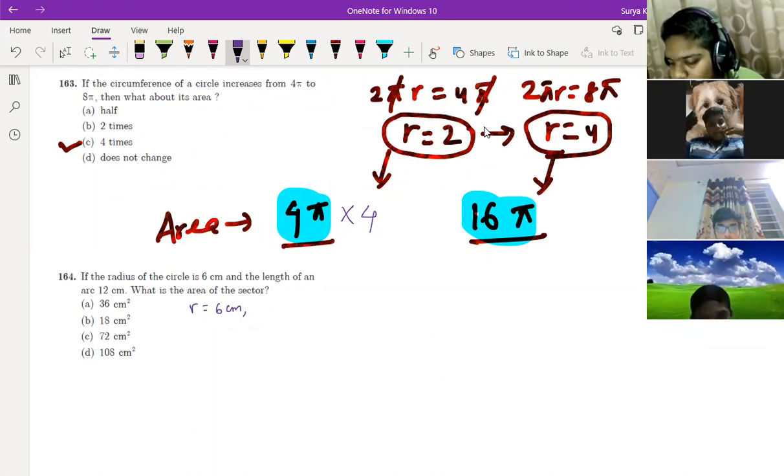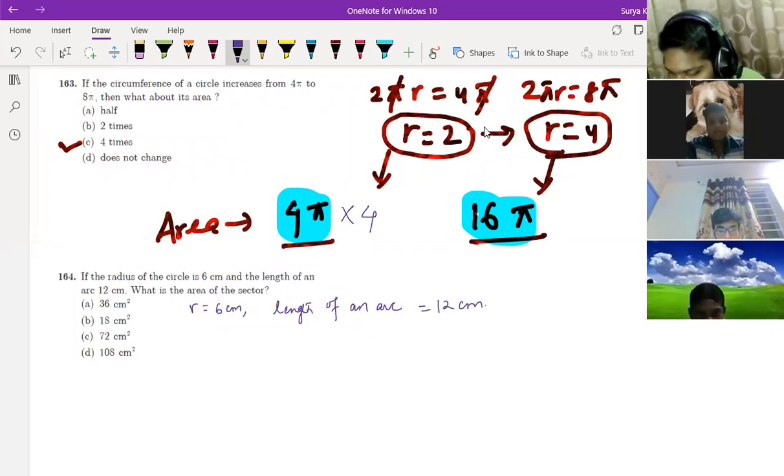How what to do? Area of sector is half into length of the arc into radius. The length of an arc is 12 centimeter. It means this is the arc of what? Arc of sector or what? What is this? How did you get 36? Tell me. Who will tell me?